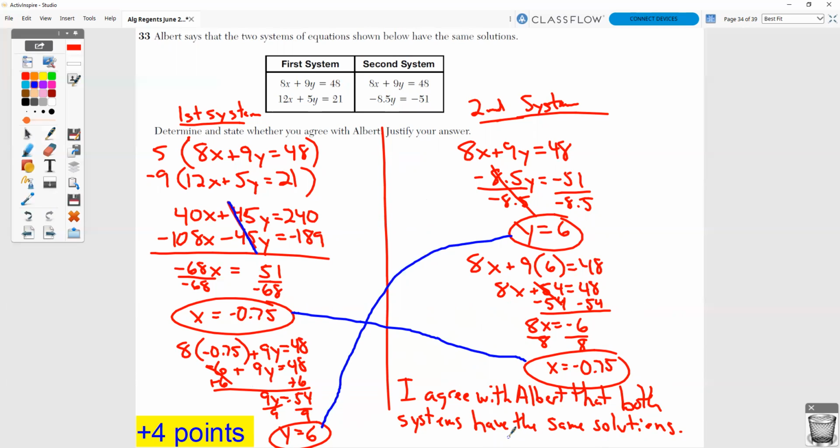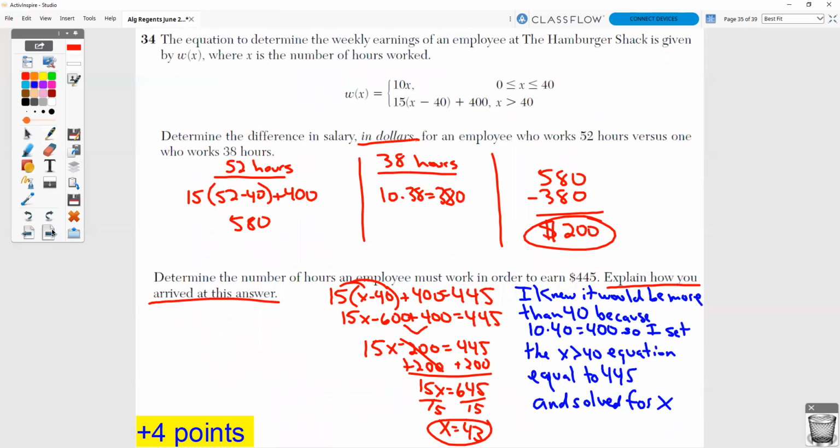And then saying that you agree because they both have the same solutions, that would be the 4th point. In question number 34, the equation to determine the weekly earnings of an employee at the Hamburger Shack is given below. So if he works between 0 and 40 hours, he earns 10x. And anything over 40, it's this equation. Determine the difference in salary in dollars.